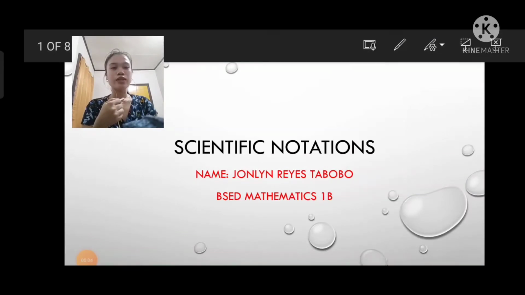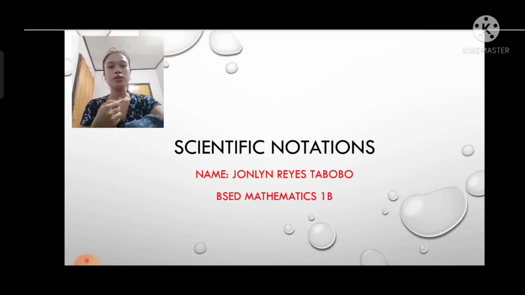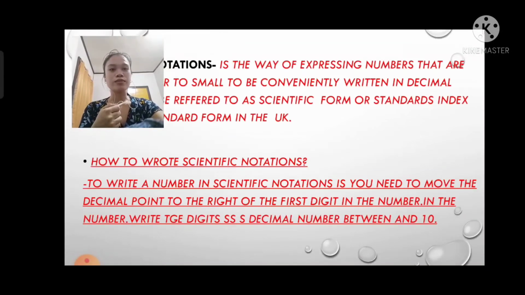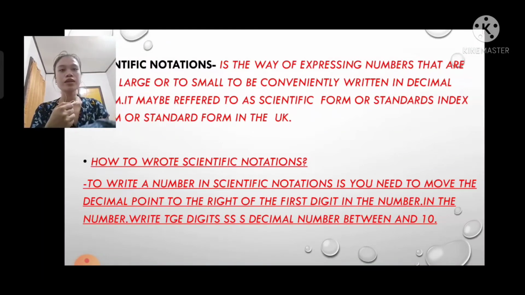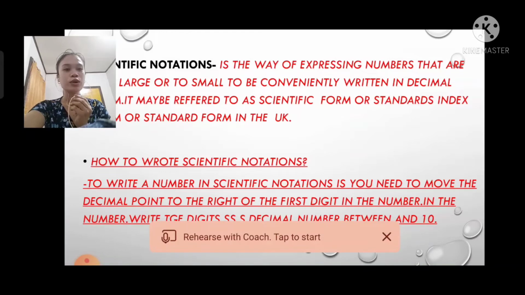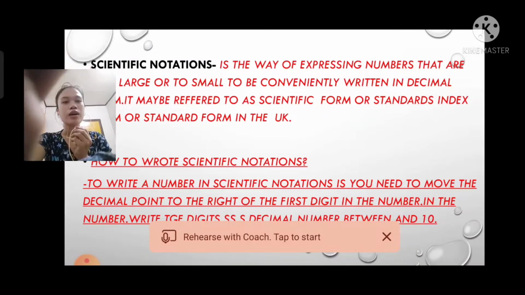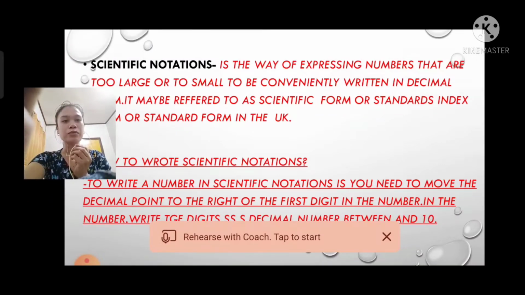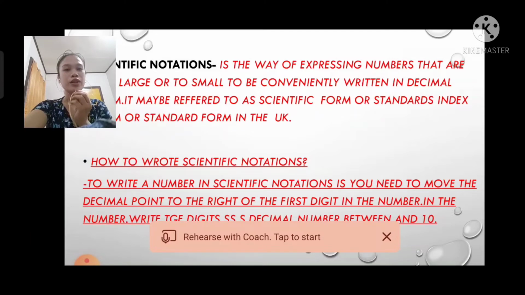So, for this day, our topic is all about scientific notation. So, what is scientific notation? Scientific notation is the way of expressing numbers that are too large or too small in a scientific form, also called index form, or standard form in the UK.